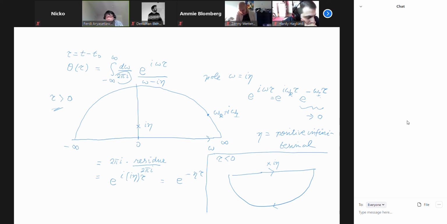When tau is positive, it should be equal to 1, because the theta function looks like this. This is tau here, and this is 1 in the limit of eta goes to 0. So we always understand that eta is supposed to be taken to be 0. So it's a limit of tau goes to 0, so that goes to 1 here. And when tau is negative, then it is 0. So that is what we have here.